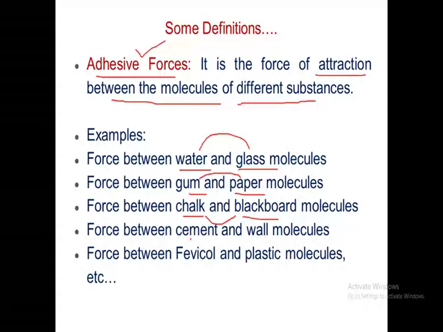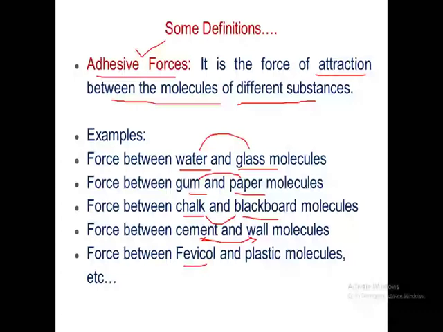Again, if you take the case of the force of attraction between cement and wall, we use cement for construction purposes, right? So what is the application here? There is going to be a force of attraction between the cement and the wall, or in other words the brick and the cement. So two different types of materials and two different types of molecules. So we find there is going to be a force of attraction between them. What are these forces? The adhesive forces.